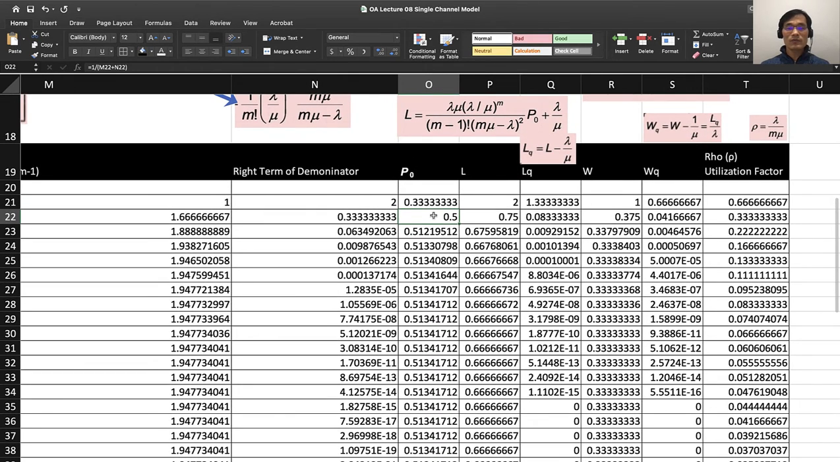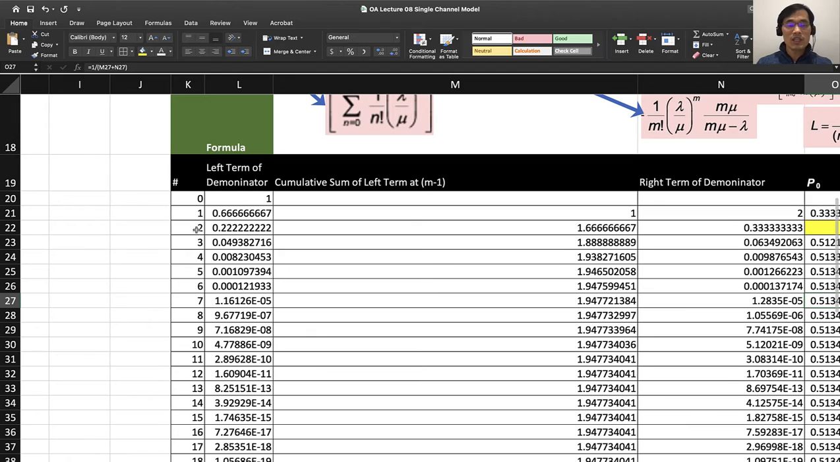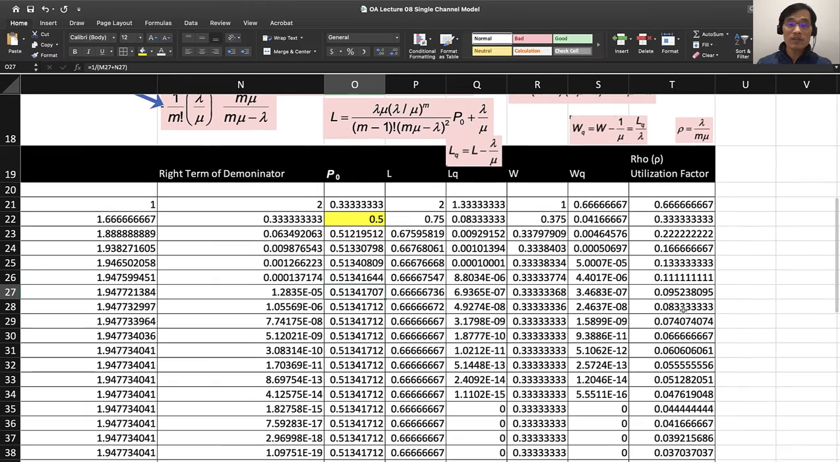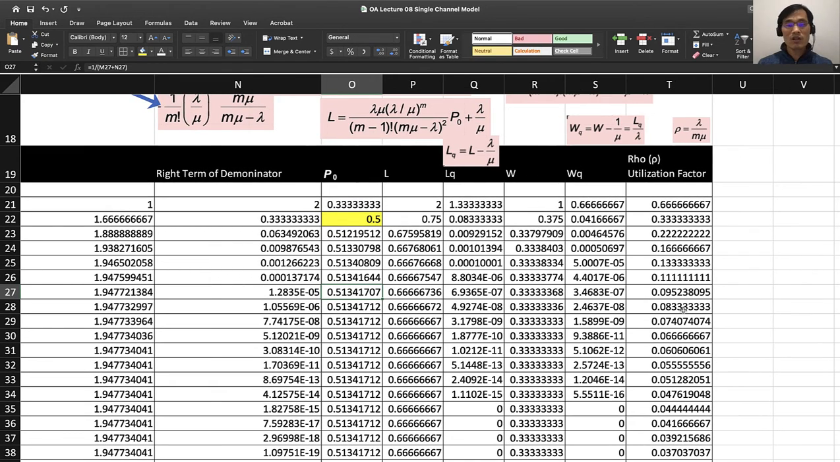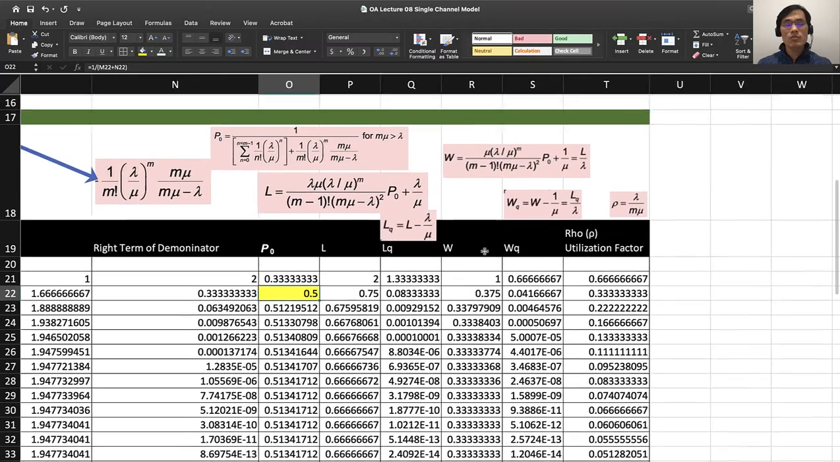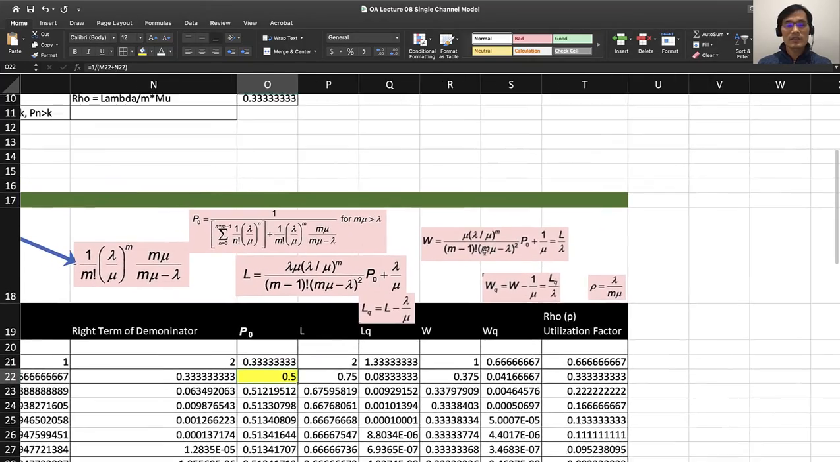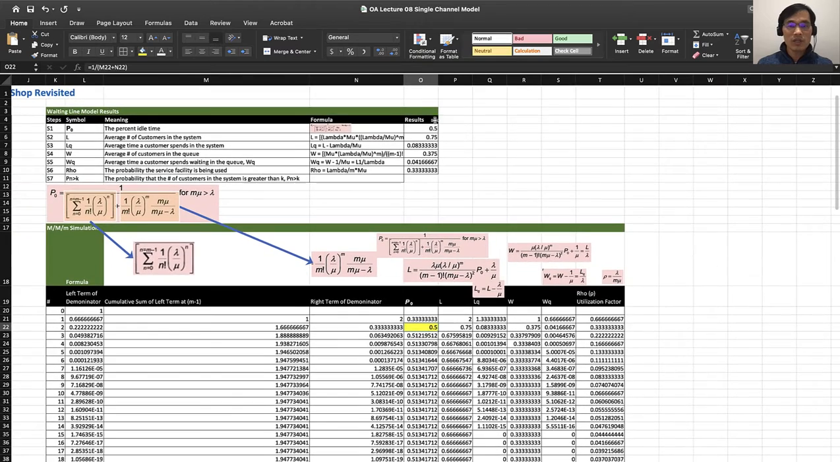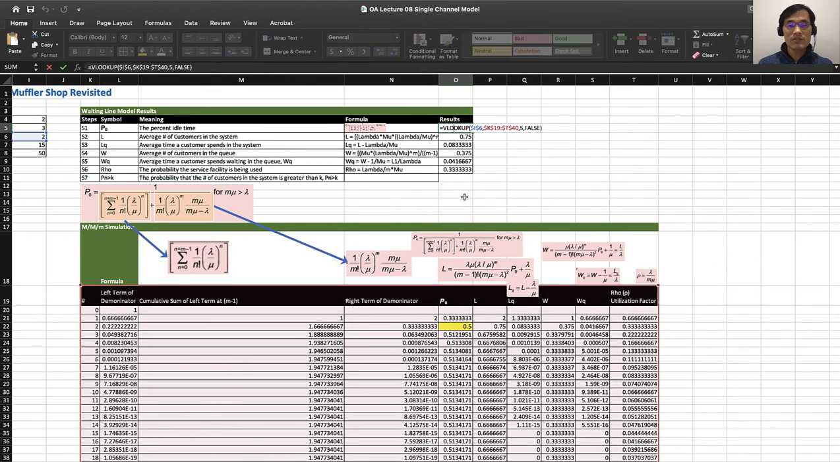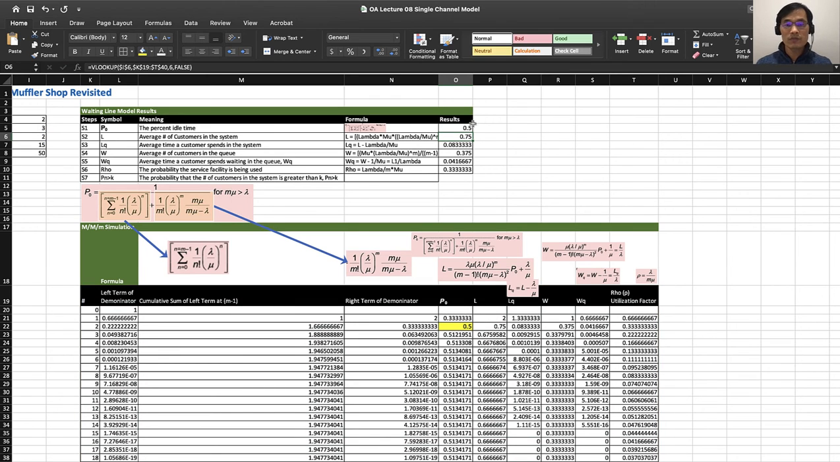0.51341707. And for our value, we find that this is 0.5. So let me highlight it. So 0.5 is our value because we are looking at m equals 2, right? So we find that the probability that we will have no cars in the system is 50%. That's what we found, and that's what I have entered here, right? So I used the VLOOKUP function and then found that 0.5 there.